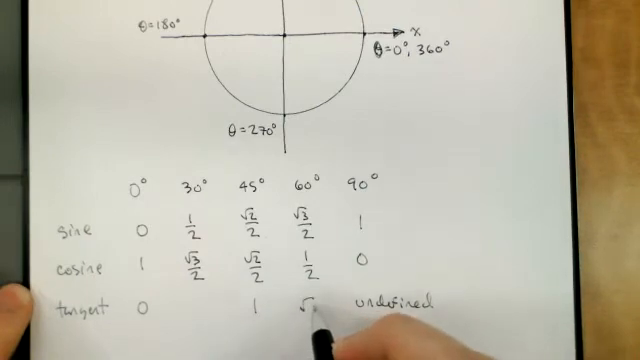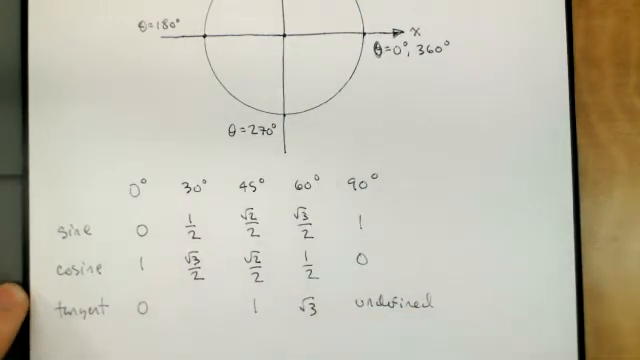Root 3 is bigger than 1, so that tangent of 60 is the square root of 3, where the tangent of 30 will be the reciprocal of that, 1 over root 3 or root 3 over 3.